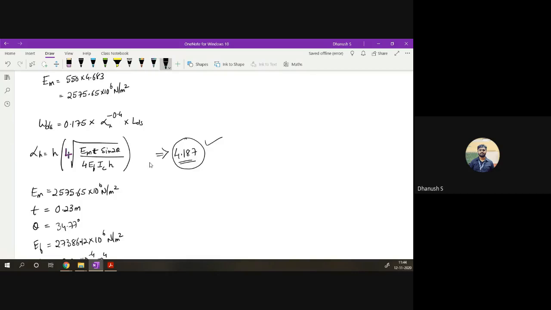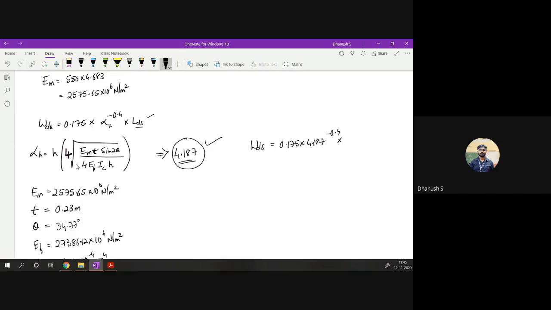Correct? Yes, sir. Okay. Next, after we've got the alpha h value, can you substitute alpha h in this and get me the value for WDS? So WDS, what else is needed now? 0.175 into alpha is 4.187 to the power of minus 0.4 into LDS.